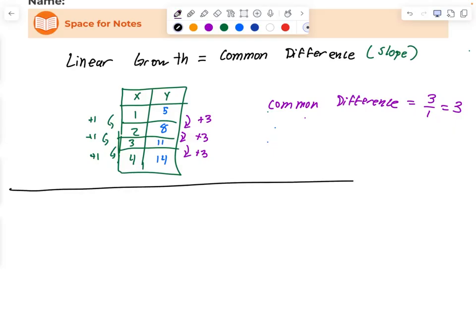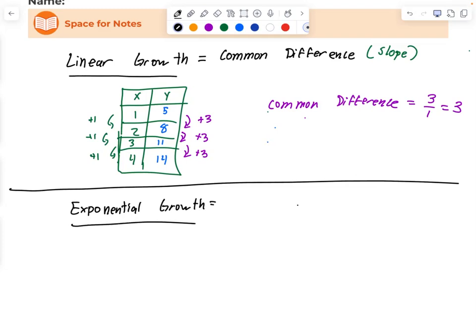Now, when we talk about exponential growth, we don't have a common difference. We have like a common multiple, right? It's kind of weird. We don't actually call it a common multiple. We call it the growth factor. You could think of this as the multiplier. How much is it multiplying by?